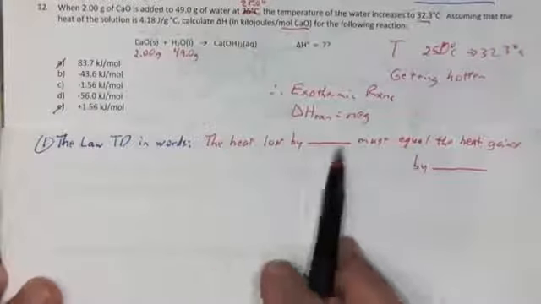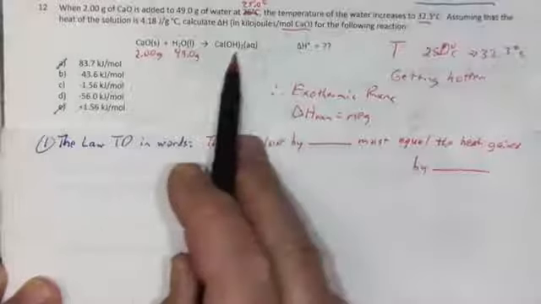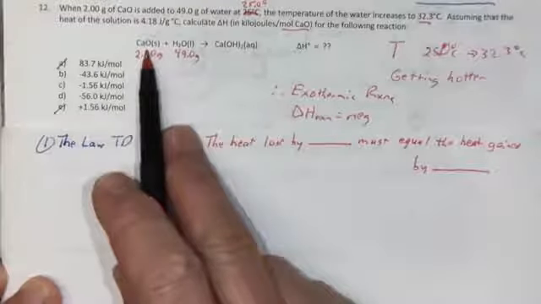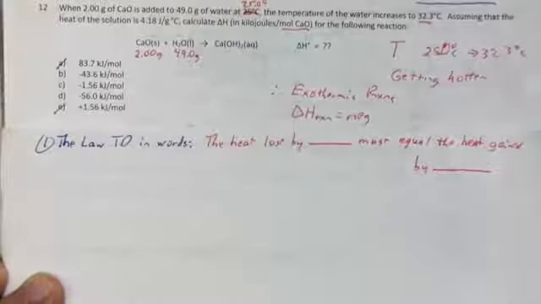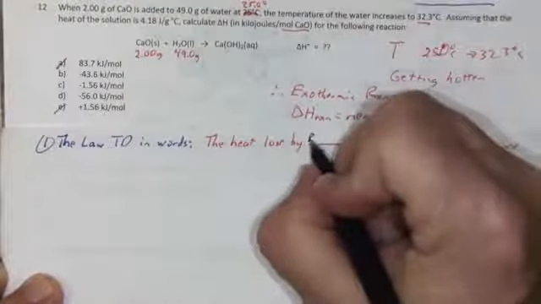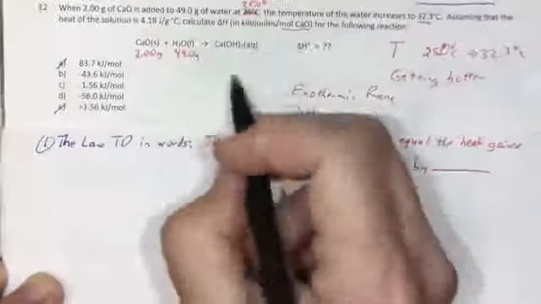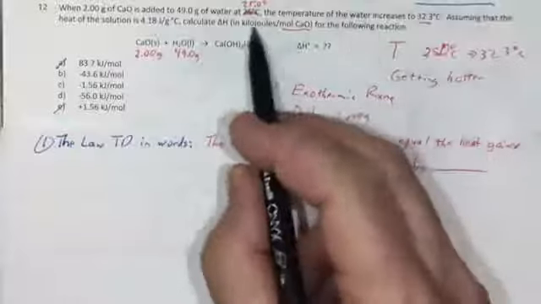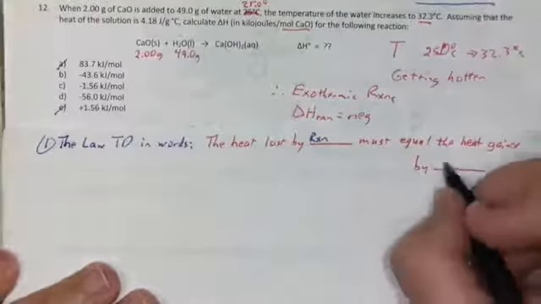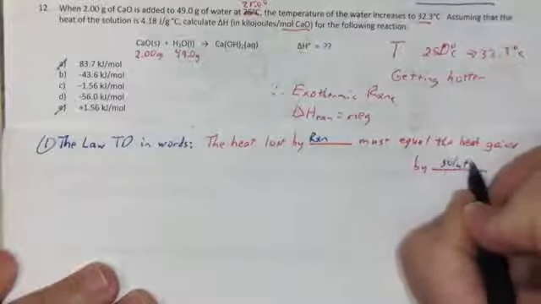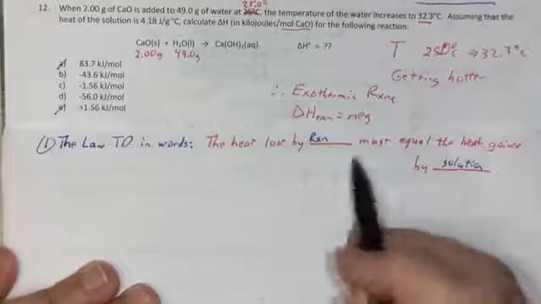This is exothermic. So what's losing heat and what's gaining heat? Well, the reaction is losing heat. The reaction, calcium oxide reacting with water, is what loses heat. The heat lost by the reaction must equal the heat gained by what? The solution. Whenever you mix these together, you get a solution. The solution is gaining heat. So now you don't have to write this down, but you've got to mentally think it.